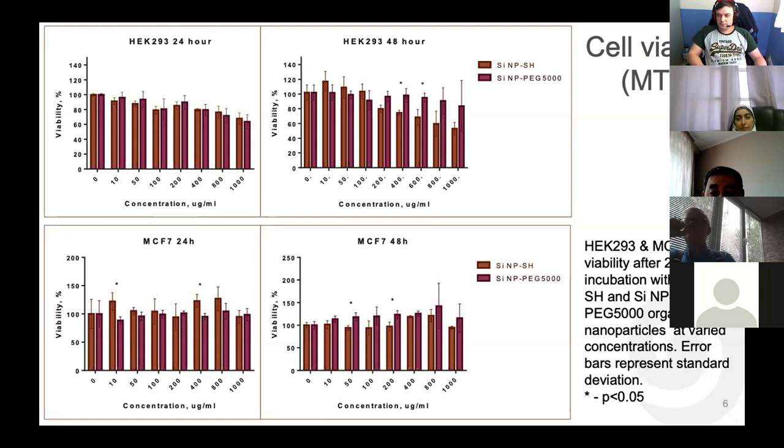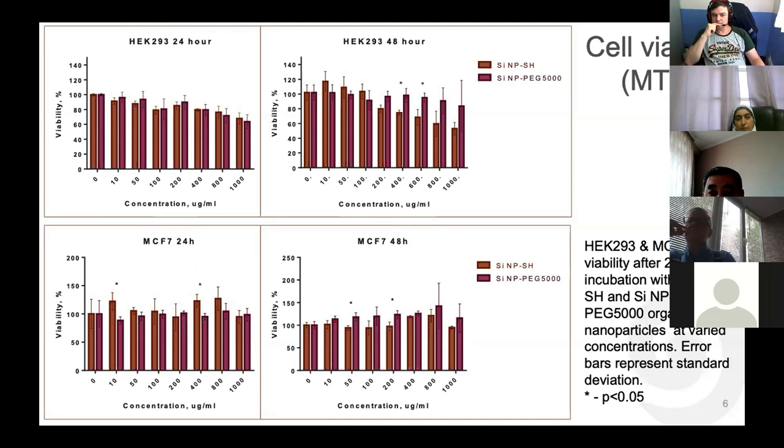It's a human embryo kidney cell line, HEK293, and a breast cancer cell line, MCF7. And they were incubated with nanoparticles for 24 and 48 hours at different concentrations. And then the cells were incubated with MTT dye solution.